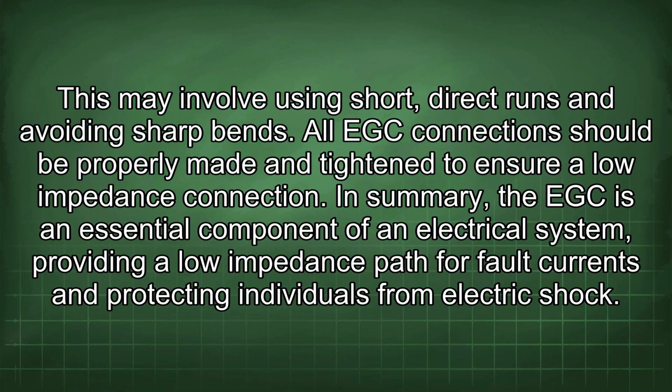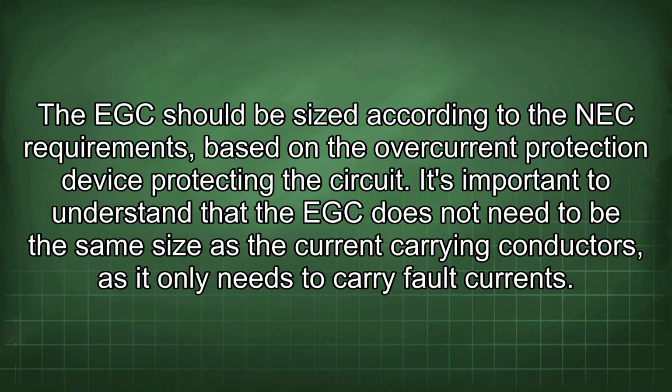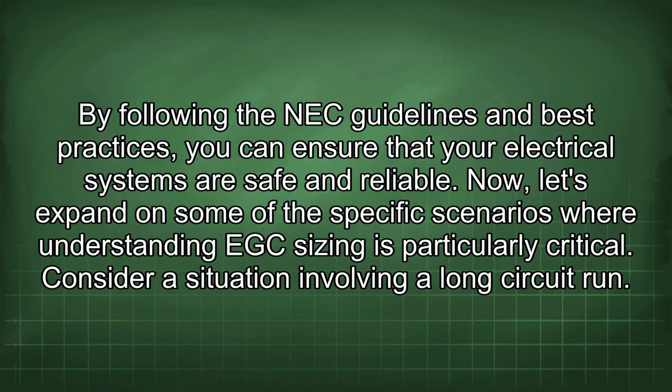In summary, the EGC is an essential component of an electrical system, providing a low impedance path for fault currents and protecting individuals from electric shock. The EGC should be sized according to the NEC requirements based on the overcurrent protection device protecting the circuit. It's important to understand that the EGC does not need to be the same size as the current carrying conductors, as it only needs to carry fault currents. By following the NEC guidelines and best practices, you can ensure that your electrical systems are safe and reliable.